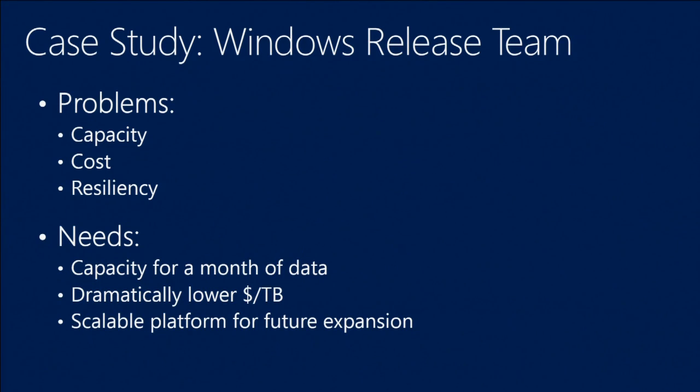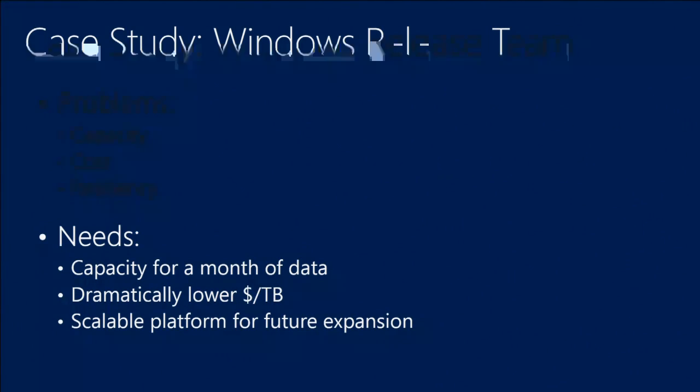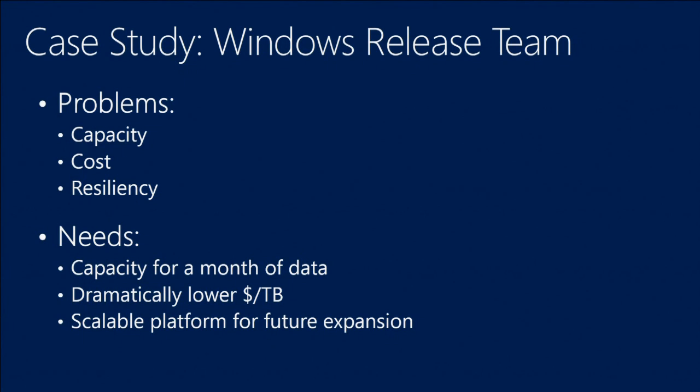They needed more capacity. 5 days was simply not enough time. If a developer or a tester found an issue with a specific build and that data was no longer available, that developer or tester needed to spend time to try and reproduce that issue with a newer build. That took a lot of time. You multiply that across the thousands of developers and teams across Microsoft, and you can imagine how much extra time was spent debugging issues simply because the data was not available. So 5 days is not enough data. They needed to dramatically lower their dollars per terabyte, and they needed to have a scalable platform for increasing data needs across 5, 10, 15 years down the road. This is what they needed.